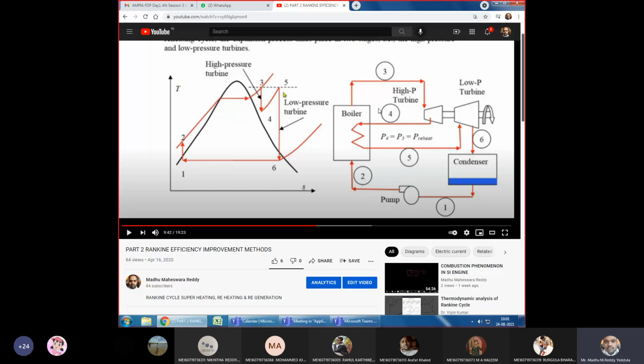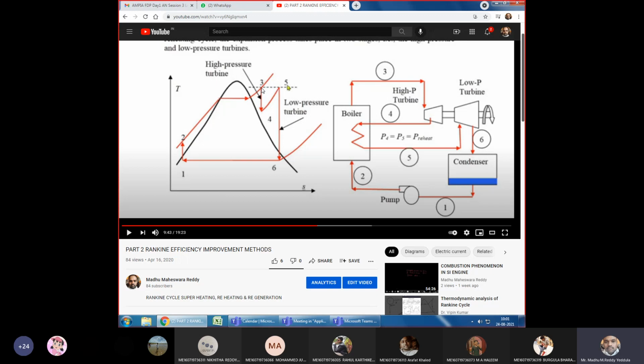Moisture will be formed. So in order to eliminate the moisture content present inside the steam, we are sending the steam after expansion through the high pressure turbine to the superheater or reheater. So what is a superheater? It takes the heat from the boiler only. Okay, now right? So it will reheat the steam to the original temperature at which the steam is entering the high pressure turbine.